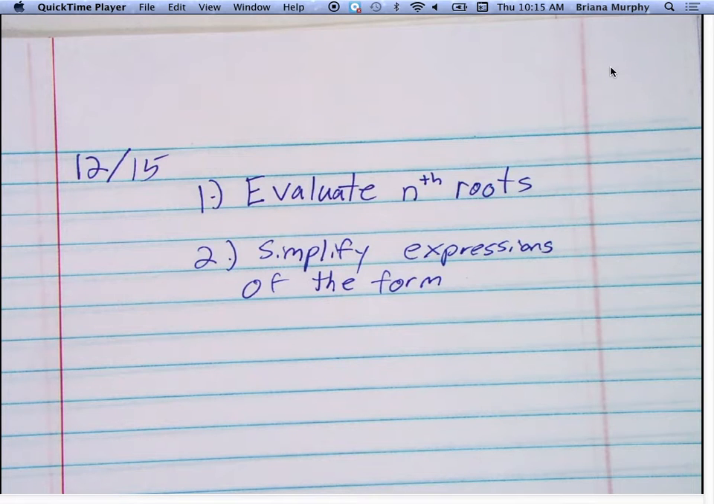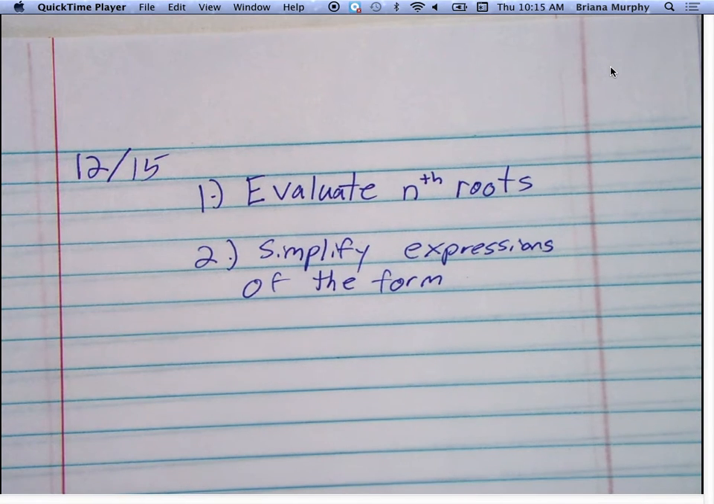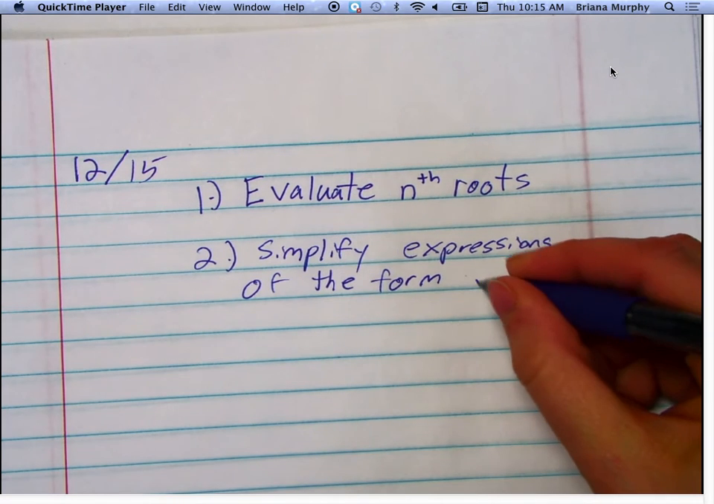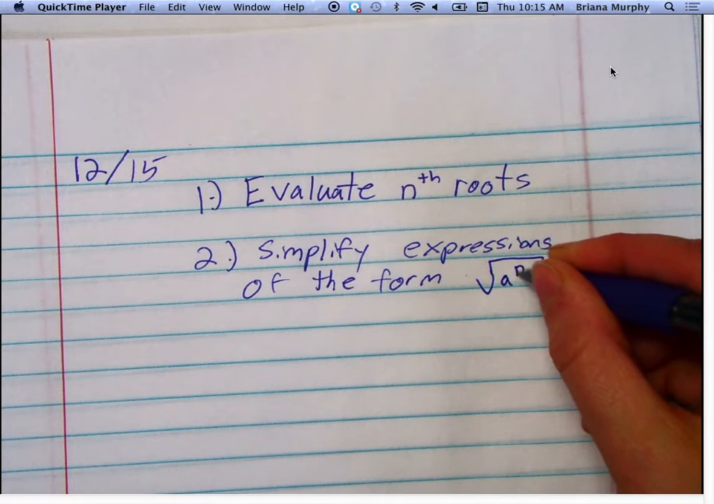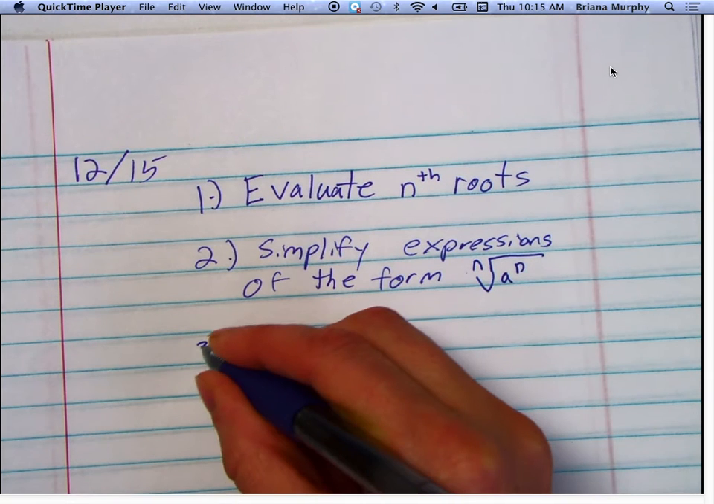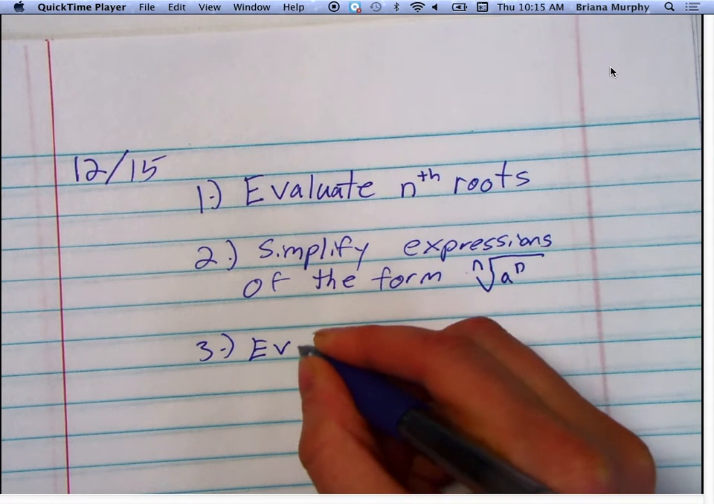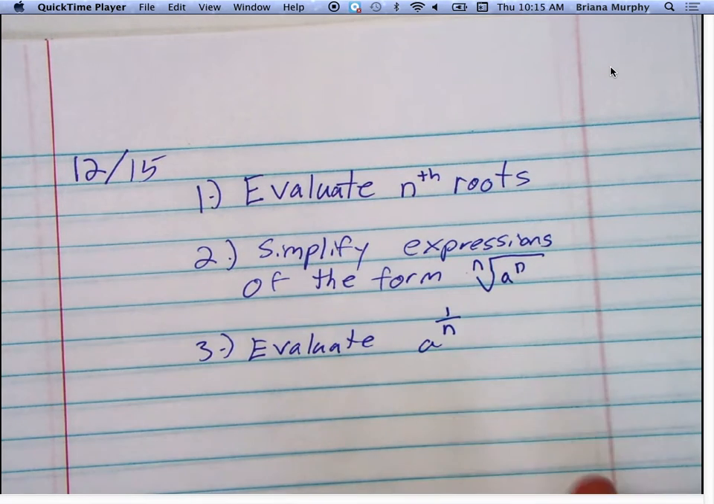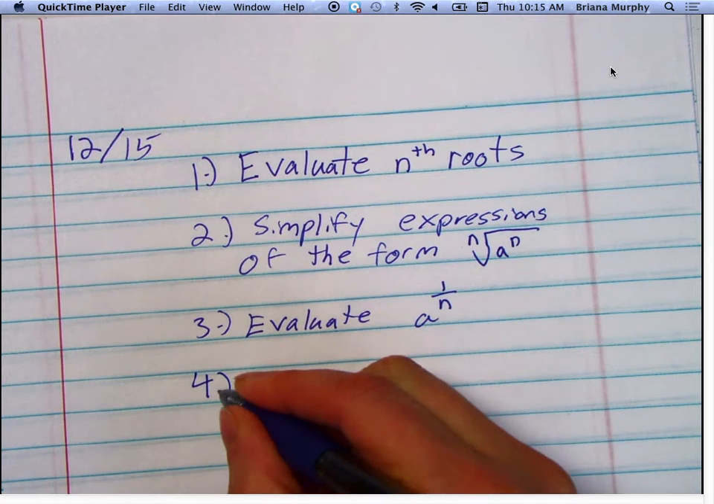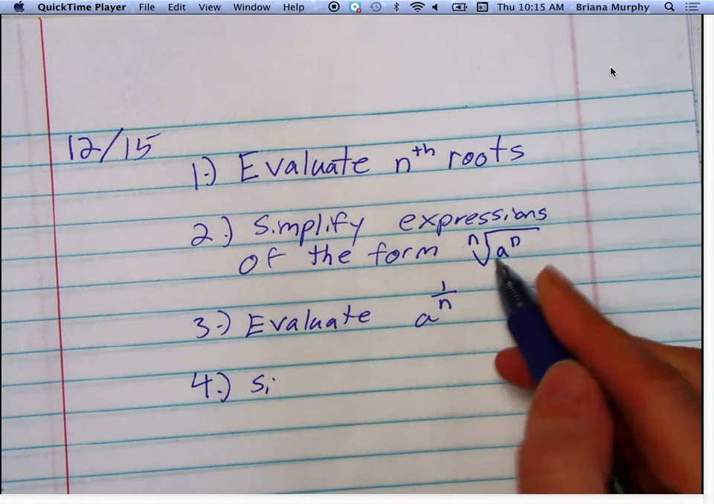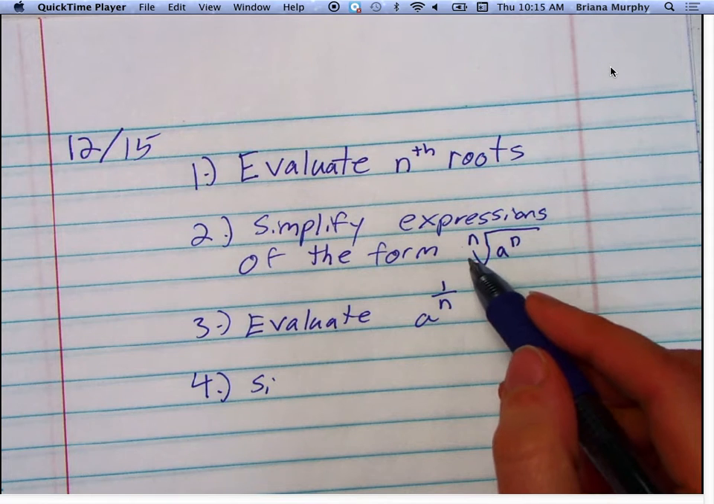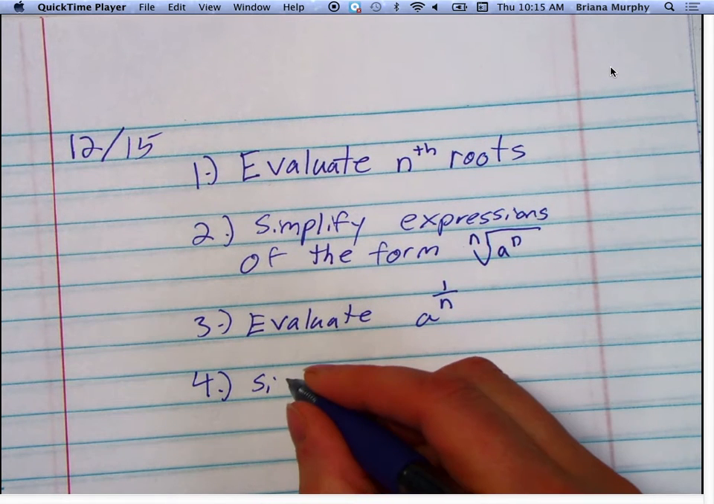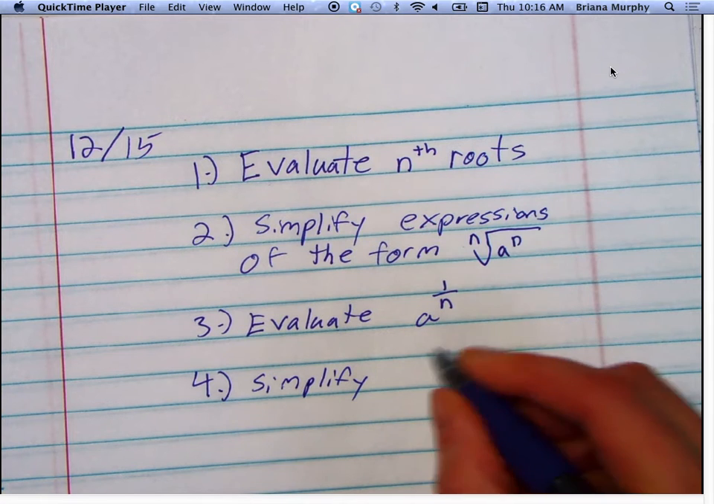We're evaluating nth roots. N stands for an unknown root. Okay, so different ones. We're going to simplify expressions of the form a to the n to the nth root. We are going to evaluate a to the 1/n. It's a root, but it's not a square root because that n is there. And we're going to simplify a negative exponent.